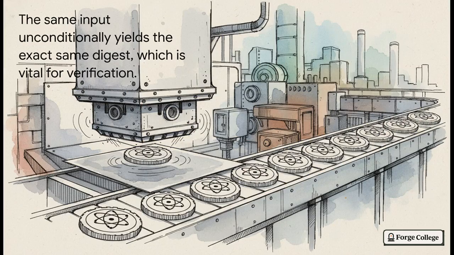And that brings us to determinism. See the factory press perfectly stamping out those identical tokens? That's exactly it. If you feed the exact same input data into the function, you must absolutely always, unconditionally, get the exact same digest out. This is totally vital for independent verification. Honestly, if the function were unpredictable, the entire trustless nature of the blockchain would just collapse overnight.